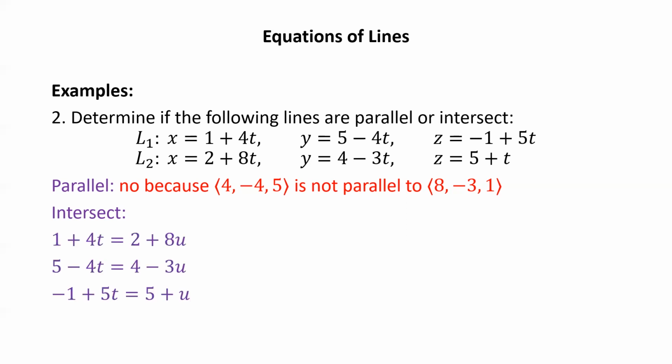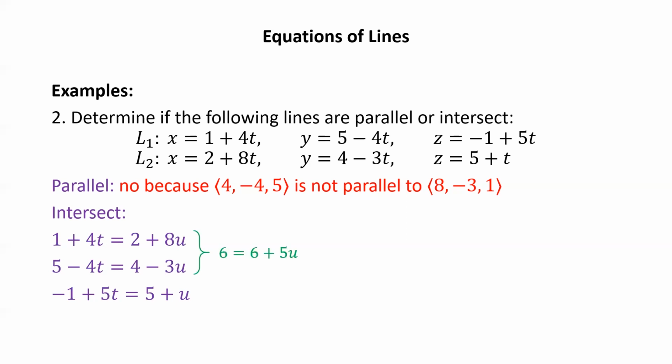So we set 1 plus 4t equal to 2 plus 8u, 5 minus 4t equal to 4 minus 3u, and -1 plus 5t equal to 5 plus u. So we need to solve this system of equations for t and u. There are lots of ways to do this. I'm going to look for any shortcuts, and I see that if I add the first two equations, the t's on the left will go away because 4t and -4t will cancel.